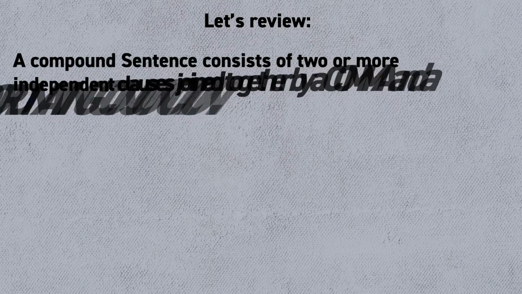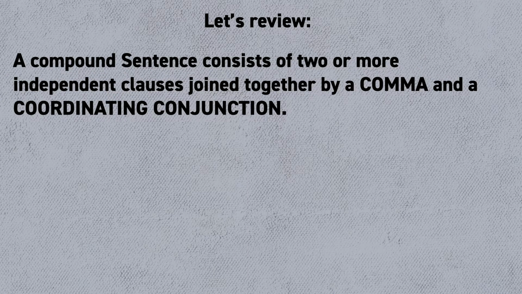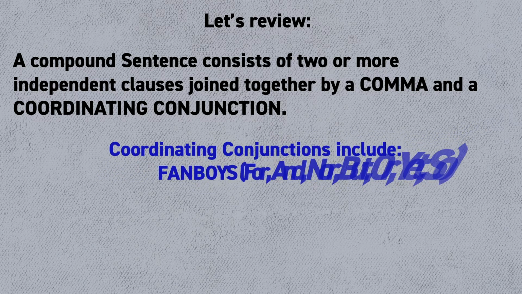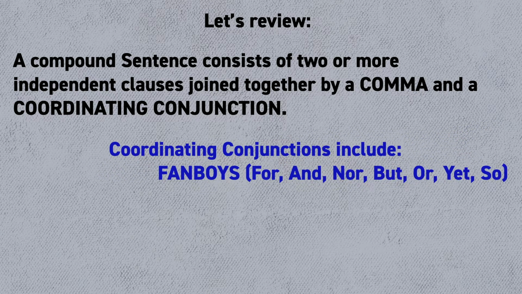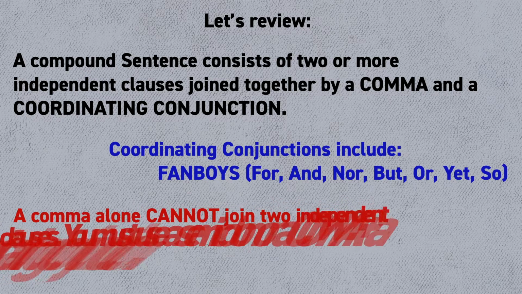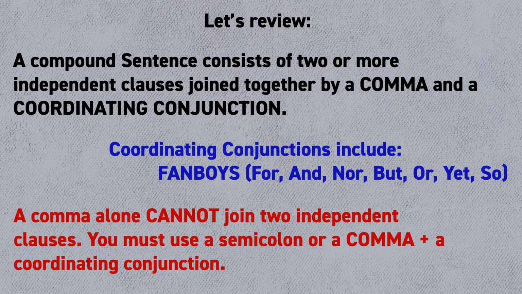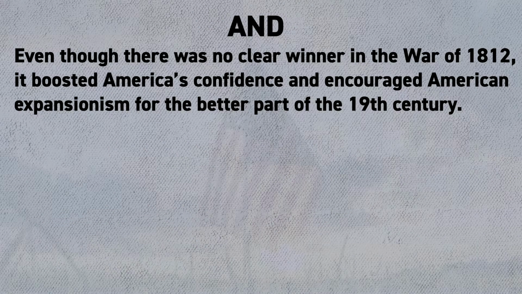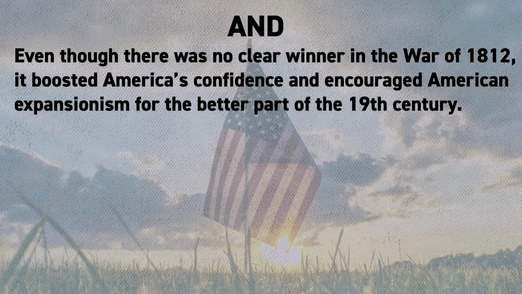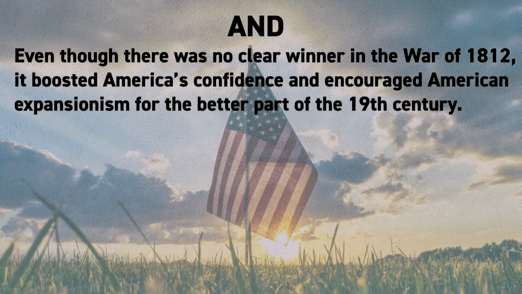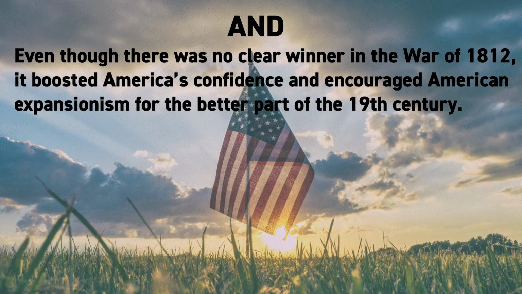Let's review. A compound sentence consists of two or more independent clauses joined together by a comma and a coordinating conjunction. Coordinating conjunctions include fanboys, for, and, nor, but, or, yet, so. A comma alone cannot join two independent clauses. You must use a semicolon or a comma plus a coordinating conjunction. And, even though there was no clear winner of the War of 1812, it boosted America's confidence and encouraged American expansionism for the better part of the 19th century.